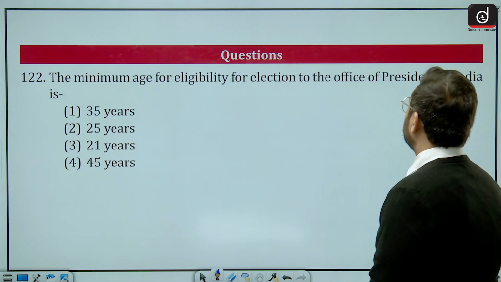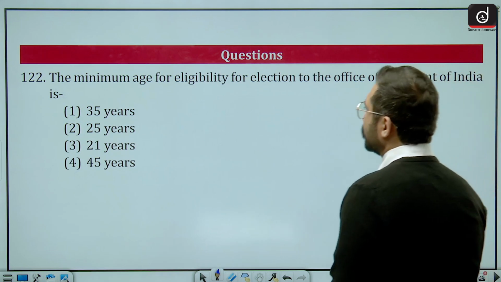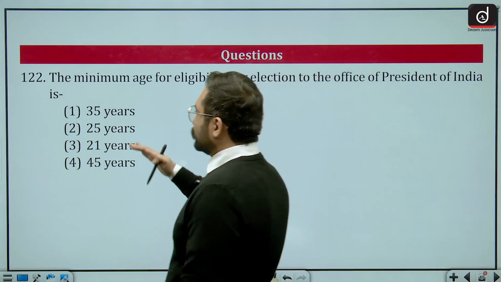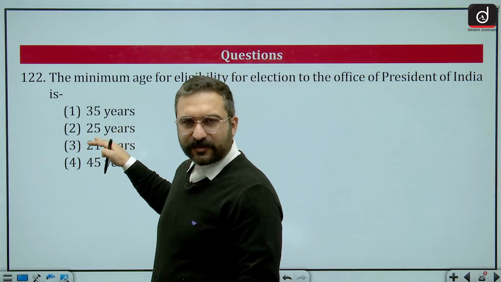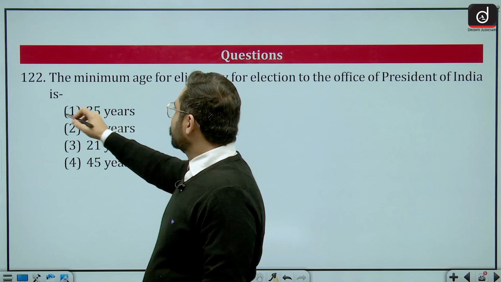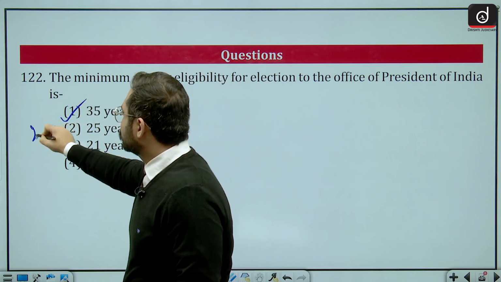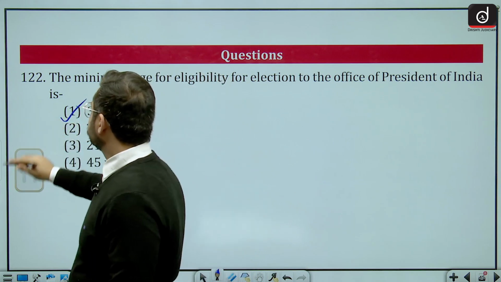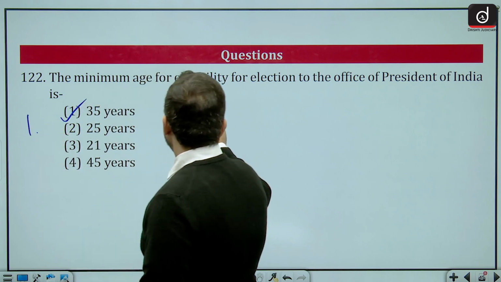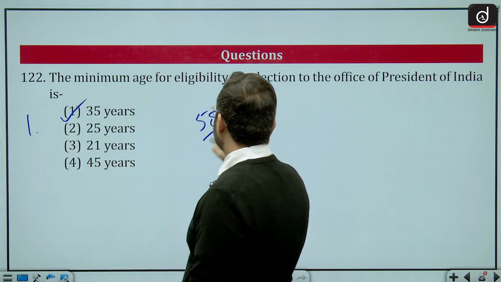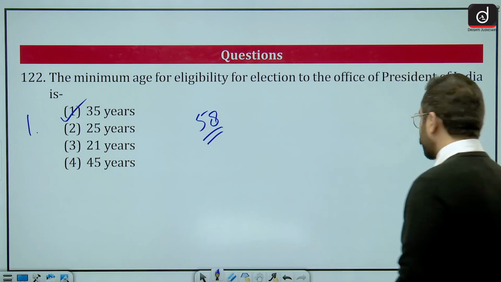Minimum age for eligibility for election to the office of President of India is, देखिए वैसे तो he should be also eligible to be member of लोक सभा तो 25 होता है लेकिन 35 लिखा हुआ है specifically, तो 1 is your answer. It is given under Article 58. 58 में देखना है, मिलेगा ये.